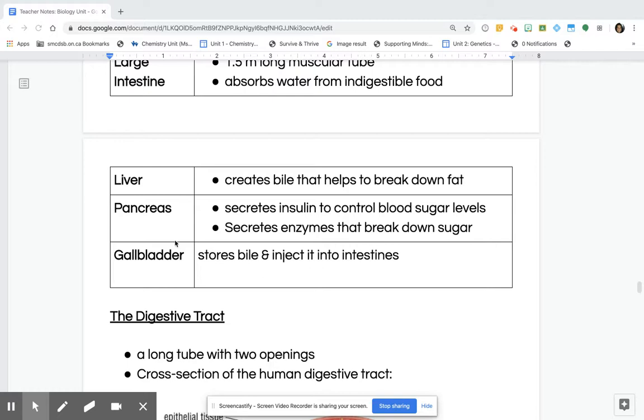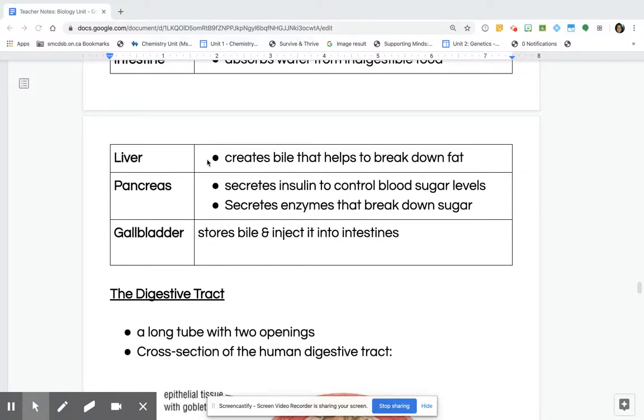Finally, our gallbladder stores bile. So any extra bile that's produced by the liver is going to be stored in our gallbladder. And it helps to inject it right into the intestines to help break down fat a little bit more.